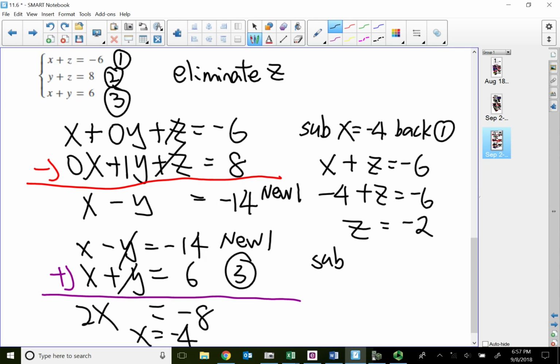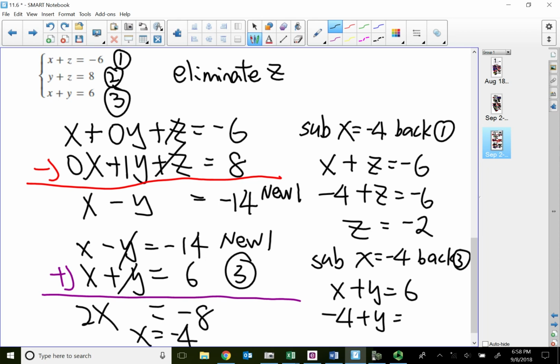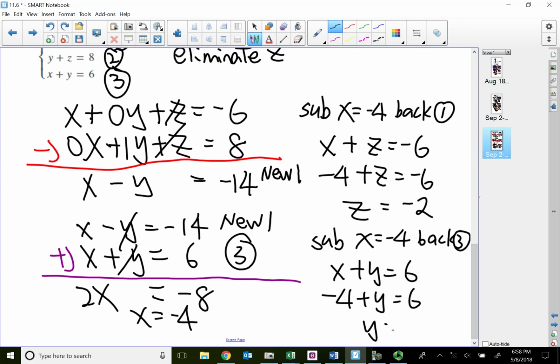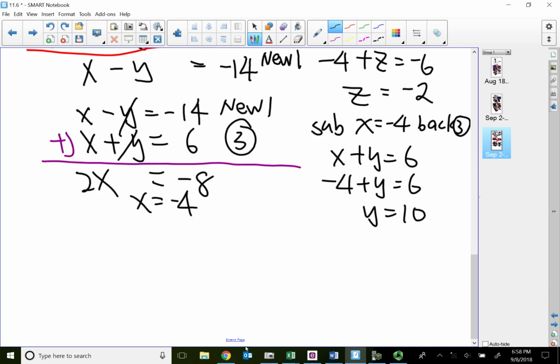Now I'm going to sub x equal to -4 back to the third equation to find the y. So that will be x plus y equal to 6. X is -4 plus y equal to 6. So y is equal to 10. -4 go over, become positive. That will be 10. All right. So my answer. Please be careful, okay? When you enter your answer on the homework, make sure you write x, y, and z. So that's -4, 10, and -2.